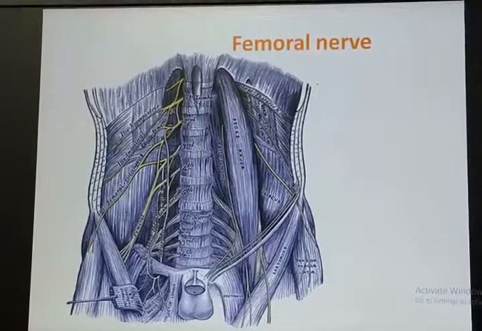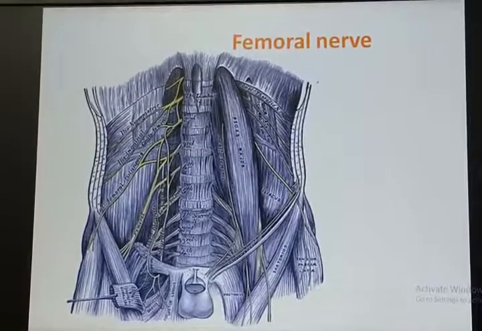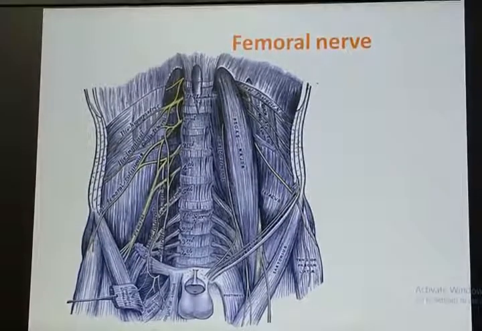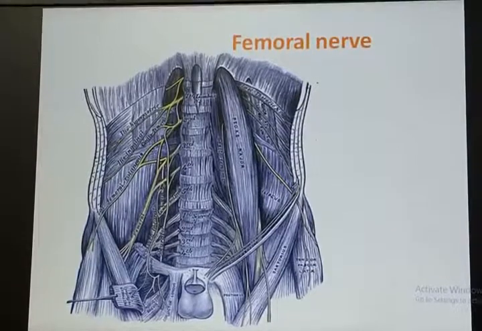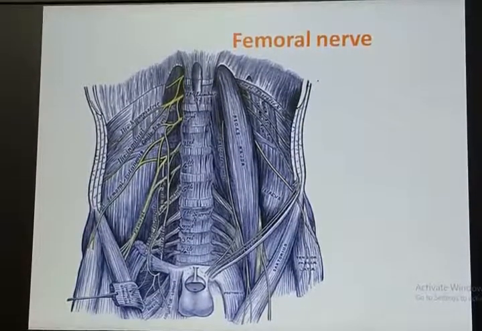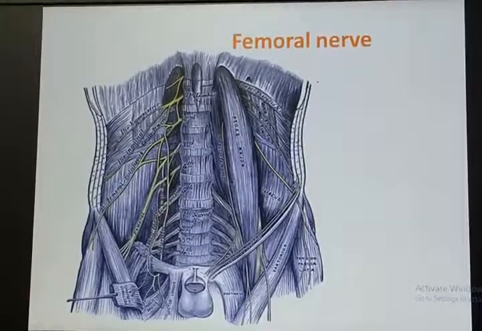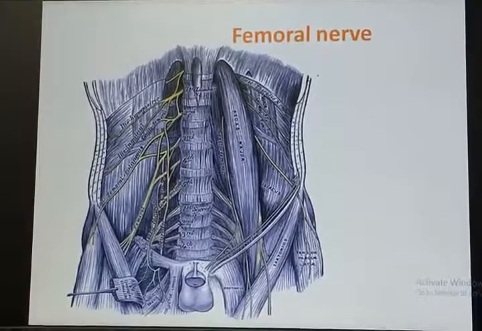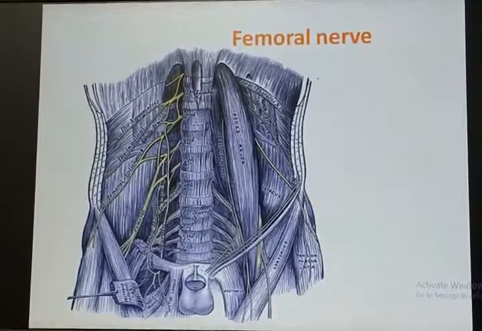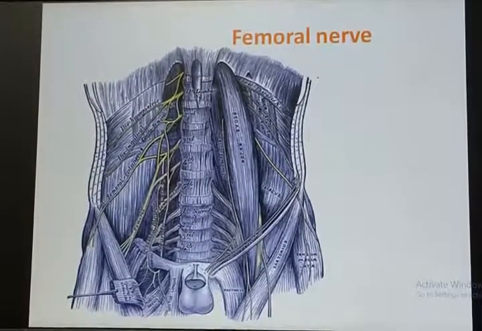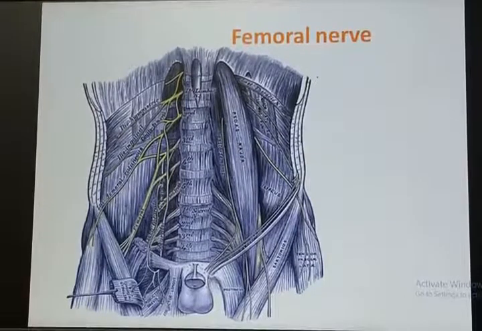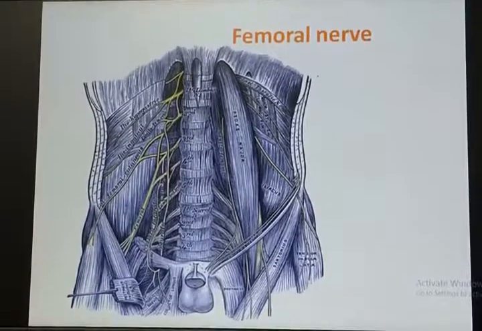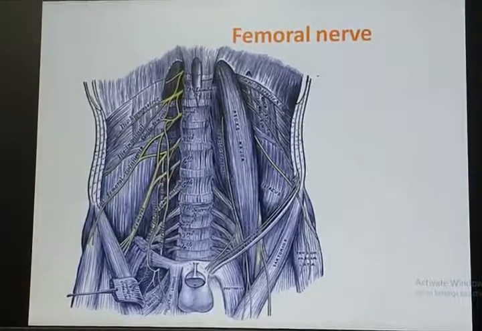Now it has two divisions: the anterior division, giving two cutaneous branches and one muscular branch to the sartorius, and the posterior division. Along the posterior border of the sartorius it provides a few twigs that join the subsartorial plexus, and the posterior division gives one cutaneous branch, the saphenous nerve, and the rest are muscular branches that supply the quadriceps femoris.